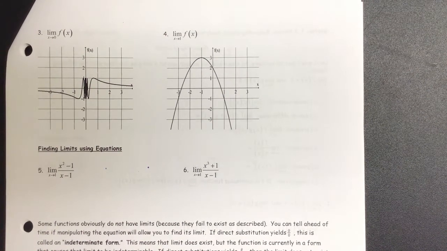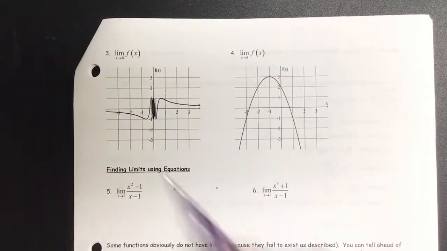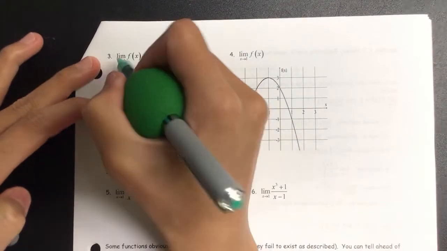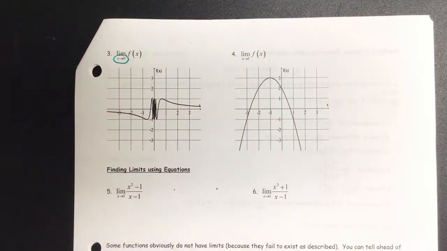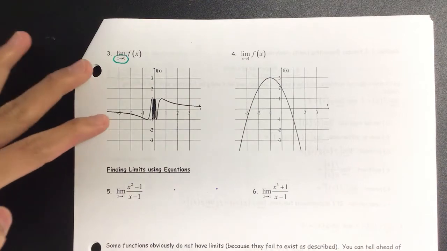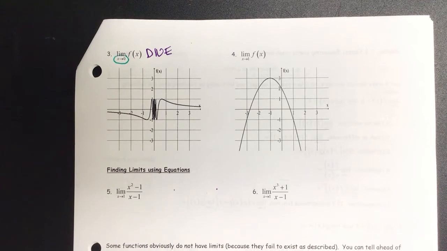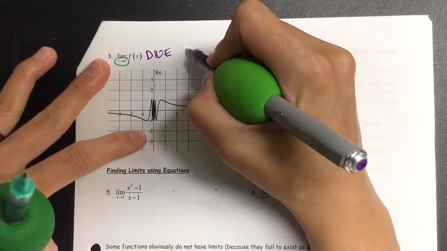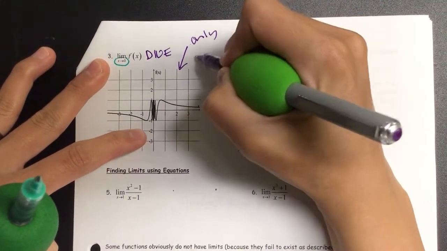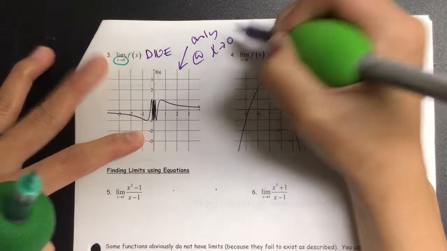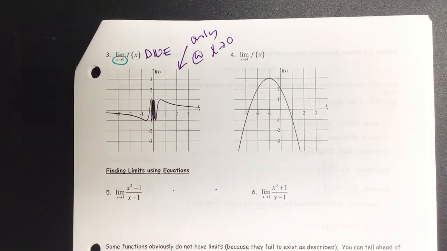So on number 3, let's see what's happening. What are we approaching? 0. So when you get closer and closer to 0, it's going up and down, up and down, right? What is that called? Wildly oscillating. So we're going to say this does not exist. Now keep in mind, that's only happening at 0, because as I go to the right and the left, it's well behaved. So let's emphasize right here: only at x approaching 0, because on the right and the left, it's well behaved.